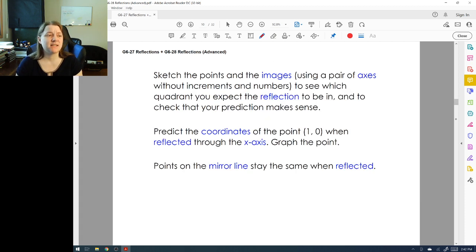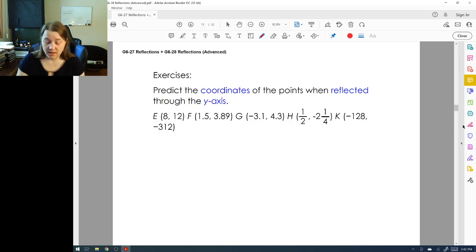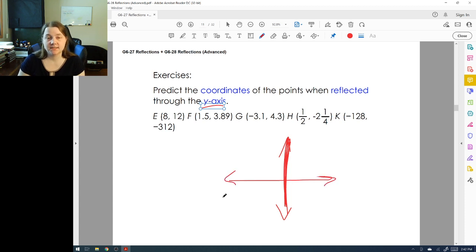It's also time-saving. So we could sketch these out to see, but we're going to go ahead and keep going here. If we were to reflect something across the y-axis, the y-axis is the up and down axis.